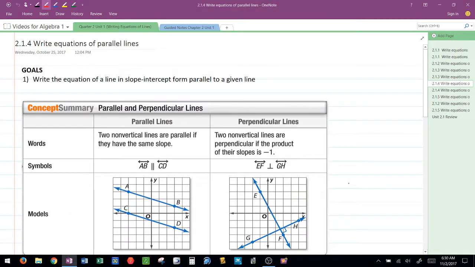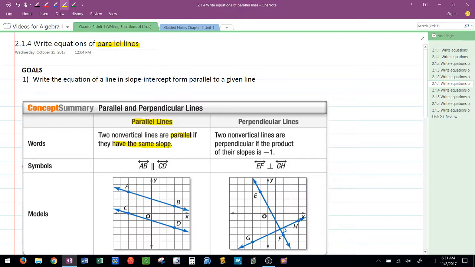This lesson involves how to write equations of parallel lines. So what does it take to write an equation of a parallel line? Well, the first thing we have to do is understand what it means to be parallel lines. It says two non-vertical lines are parallel if they have the same slope. So our key right here is this: parallel lines have the same slope.